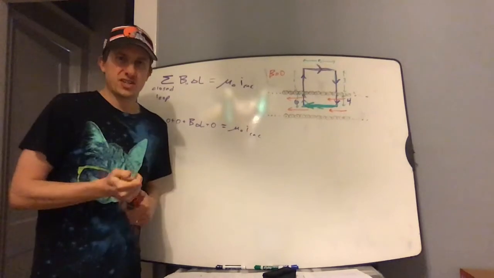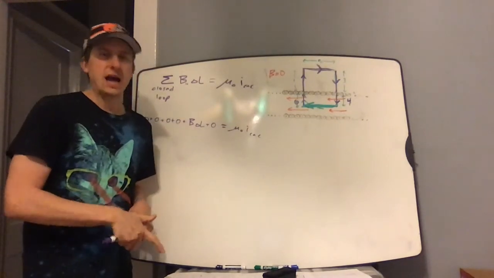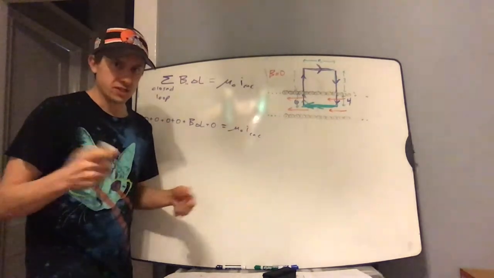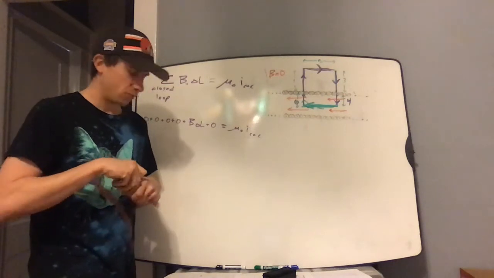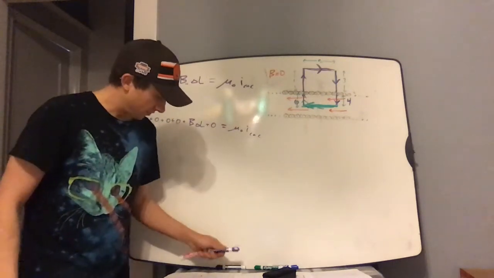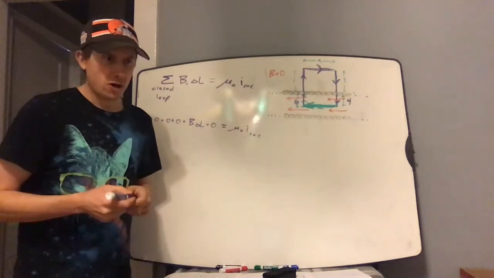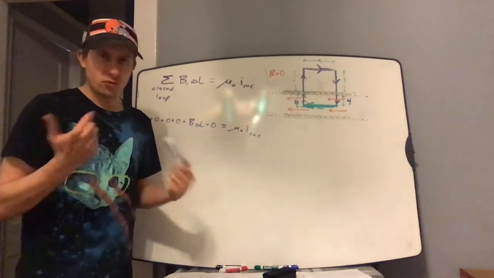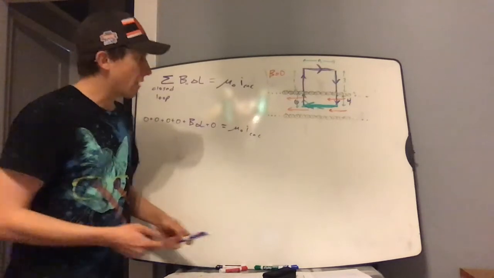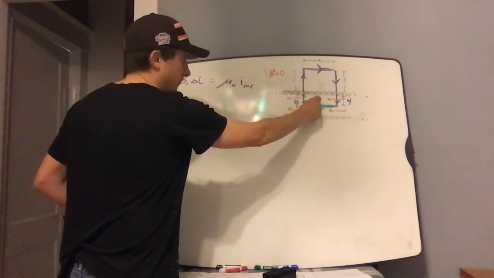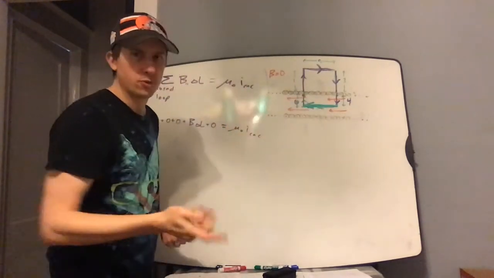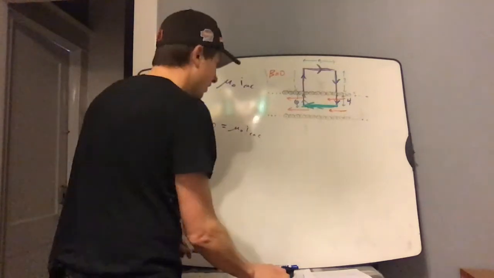Mu naught is just a constant of nature, so I'm just going to keep it around. I don't really need to think about it. Wherever it ends up, it ends up. I enclosed: how much current did I walk through? Well, I didn't walk over one wire. I walked over 1, 2, 3, 4. I walked over some number of wires greater than 1.